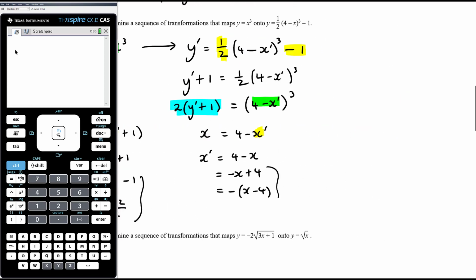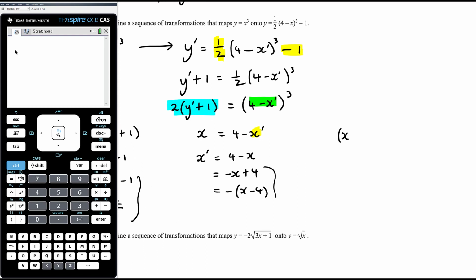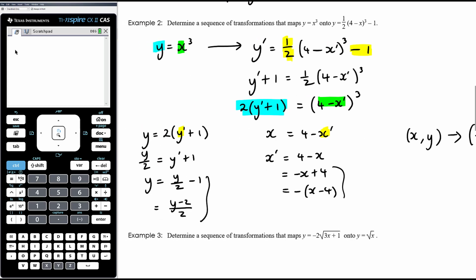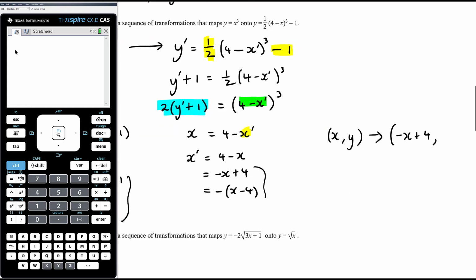Alright, sorry, I haven't left us a lot of space here. So what we've learnt here is that the point xy became x dash, which is negative x plus 4, and y dash, which is, I'll go with my first one, y on 2 minus 1. Okay.